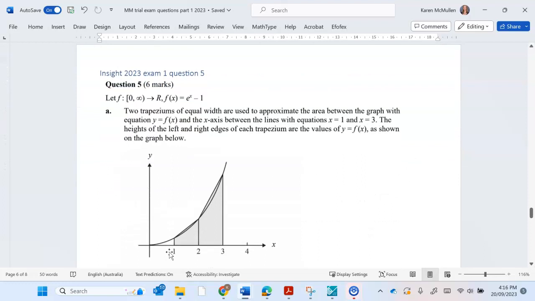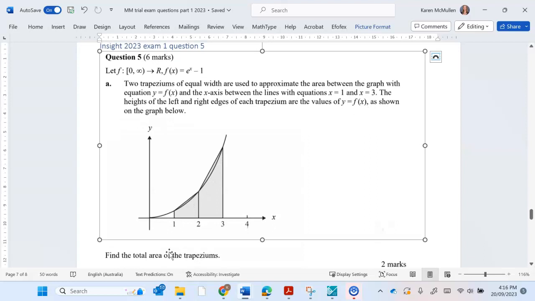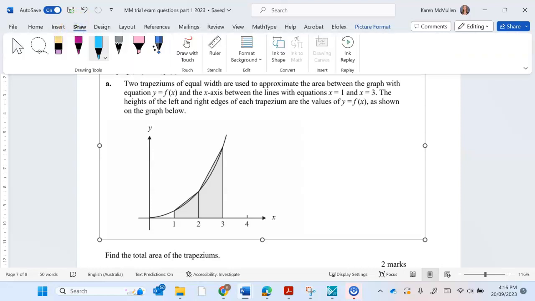Now let's move on to an exam, so a different exam. We're looking at exam 1, question 5. We've got f from 0 to infinity, so f of x equals e to the x minus 1, and I can see it's a trapezium question. Estimating the area using trapeziums is new to the course, so you will expect it to be on there. So this is an exam 1 type question. You could get an exam 2 question as well, or either, don't know. We have no idea what is on the exam.